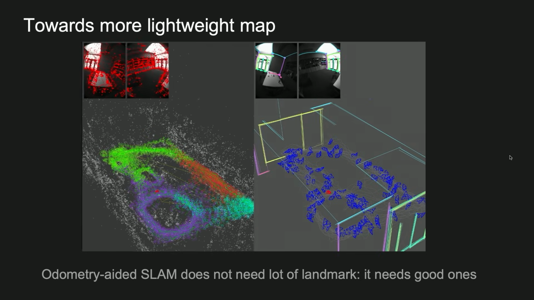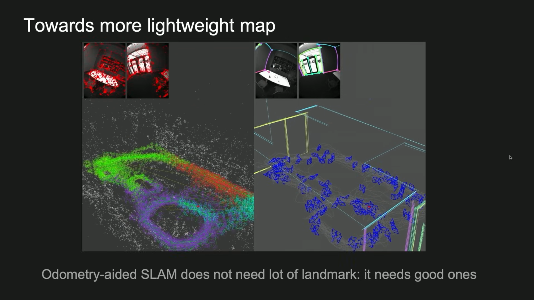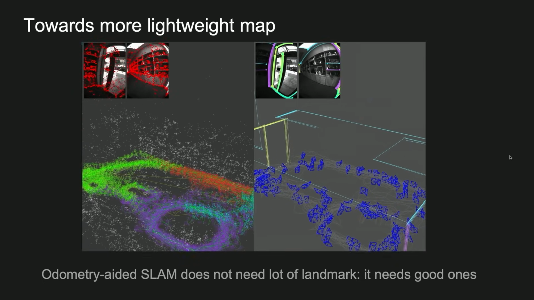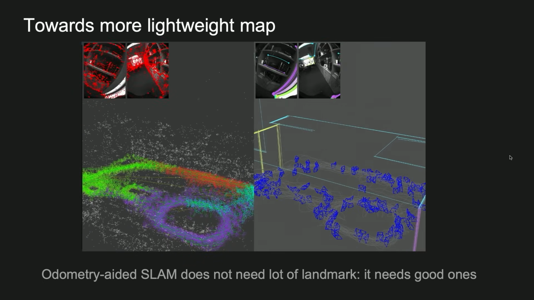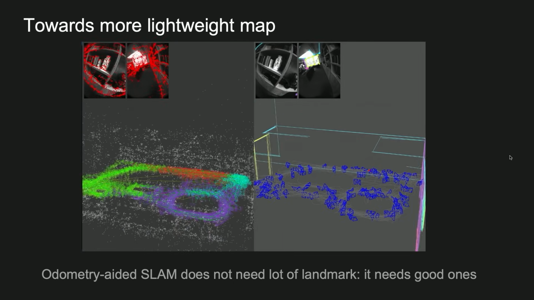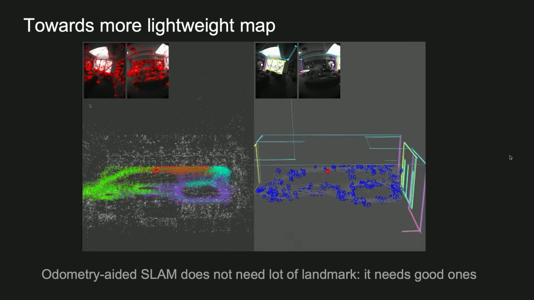And you can apply this reasoning to visual maps too. Before, I was talking about very sparse GPS fixes, but one of the problems we have with a SLAM map in general is that they are quite heavy. It's a big point cloud. Each point in the point cloud is described by a descriptor. It takes a lot of memory to store.